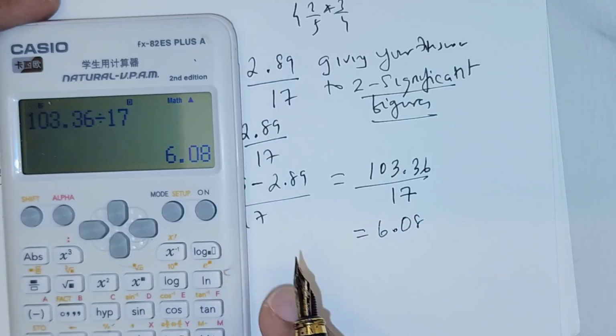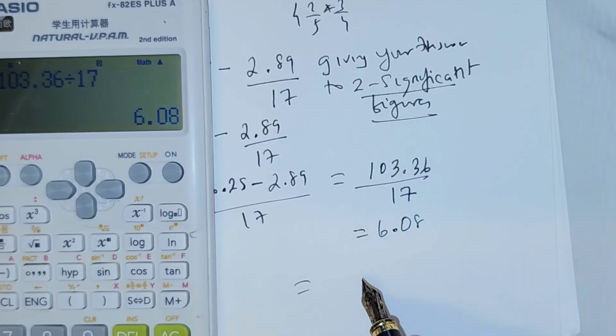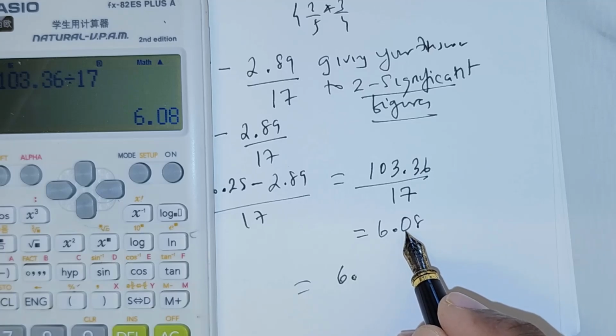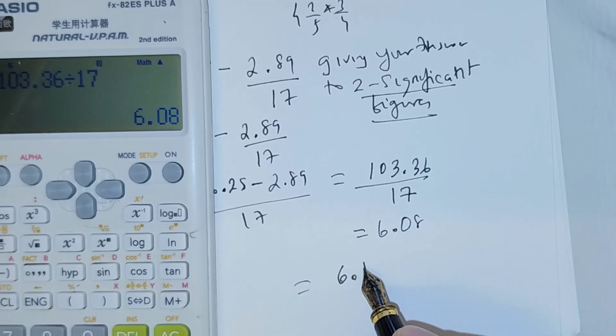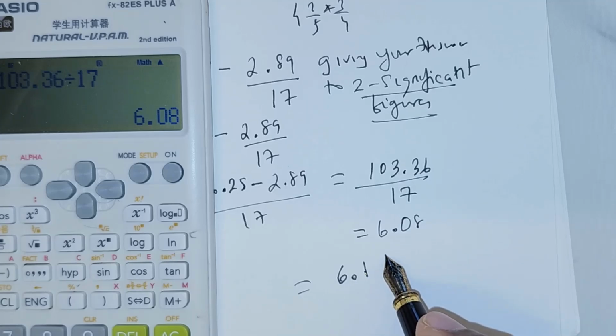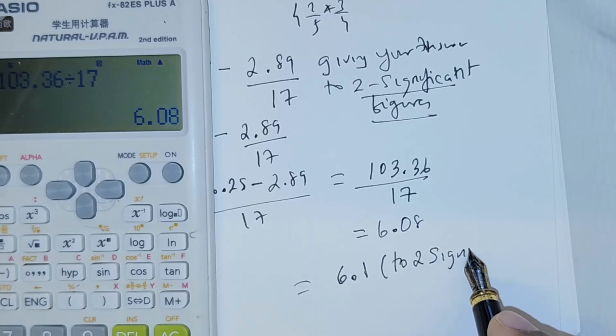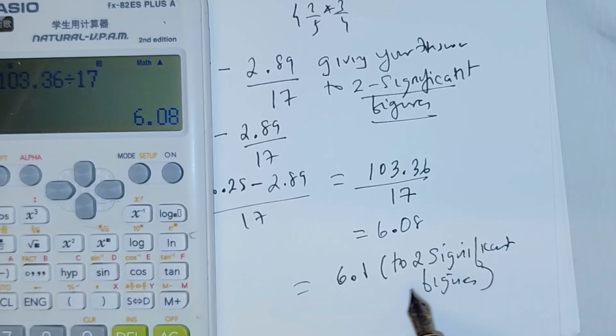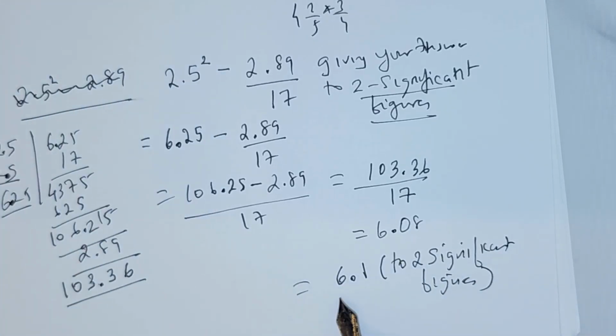You get 6.08. You write this number as it is, then they're asking you to give two significant figures. So this is going to be 6, and the next digit, 8, is greater than or equal to 5, so you push over to the other digit, so that's going to be 1. So this is the final answer, 6.1. Now within parentheses you write here two significant figures. Now this statement is imperative after you have completed. This is the final solution for this particular question.